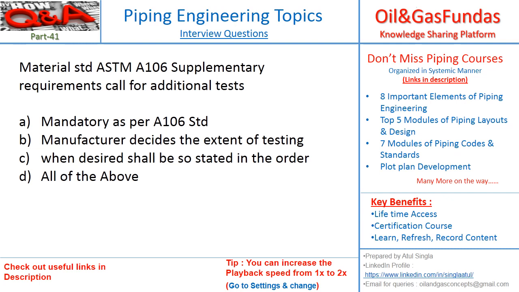Material standard ASTM A106 supplementary requirements call for additional tests. Mandatory as per A106. Manufacturer decides the extent of testing. When desired shall be so stated in the order, or all of the above. Which statement is true related to supplementary requirements for additional tests as per ASTM A106?